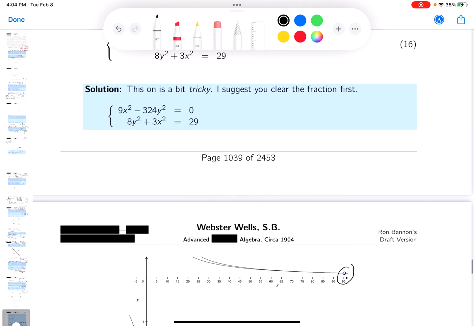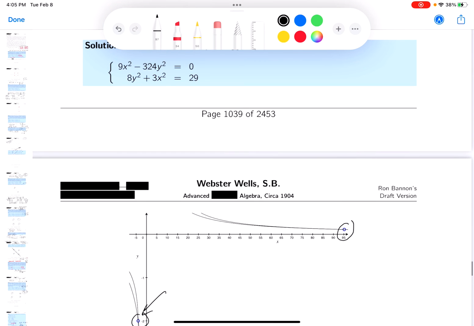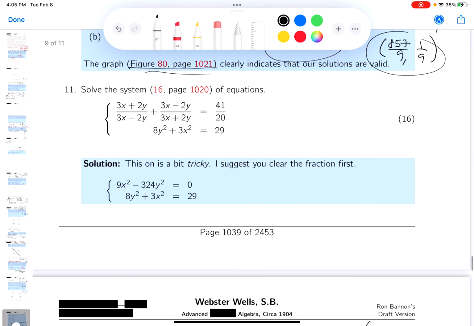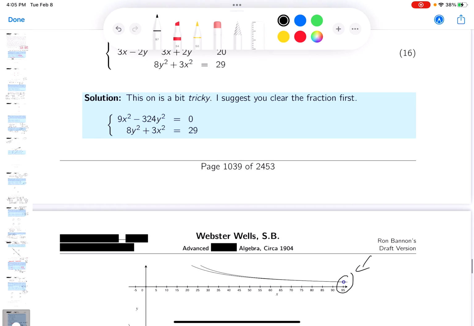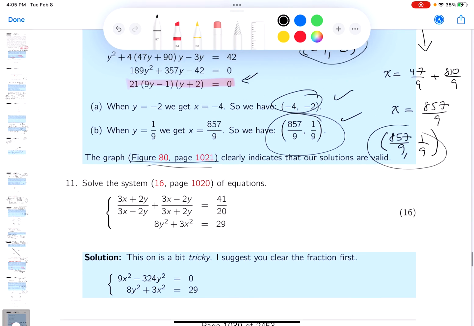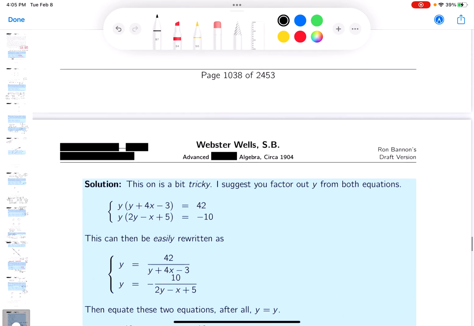Minus 4, minus 2. Let me point out what I mean by that. That's that point over there. And this point over here, it's kind of a nasty number, but it's still, you can plot it, 857 over 9, and then the other number is going to be 1/9. And I'm plotting them both, all right? Now, granted, tricky.